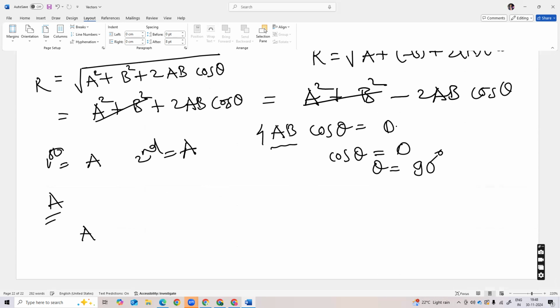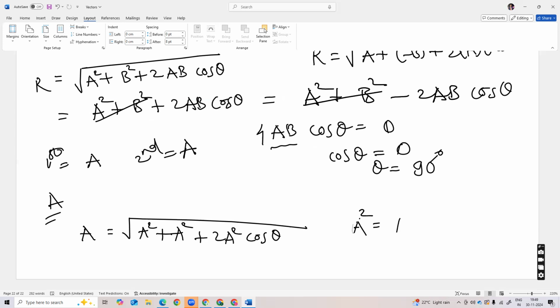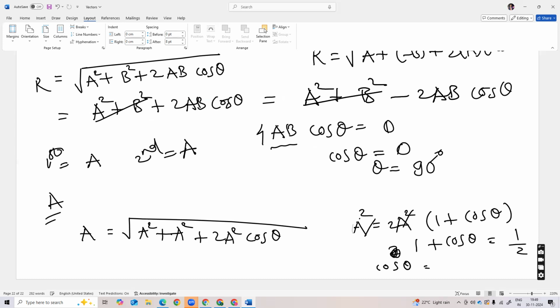So here the resultant, which is also a, is square root of a square plus a square plus 2a square cos theta. Taking square on both sides, a square will be equal to 2a square common, so we get 1 plus cos theta. So 1 plus cos theta is equal to 1 by 2. So cos theta is equal to minus 1 by 2.